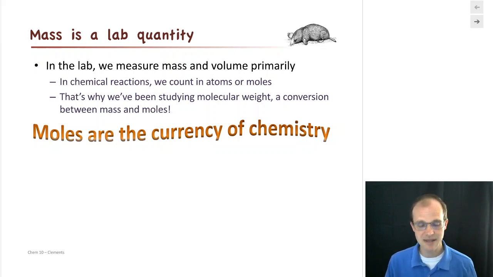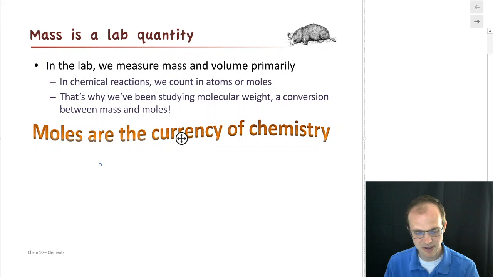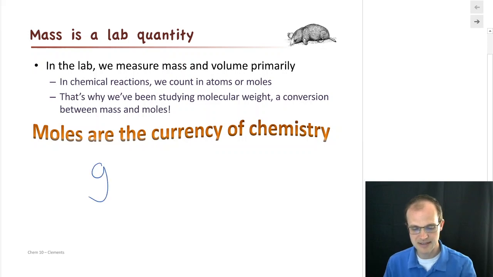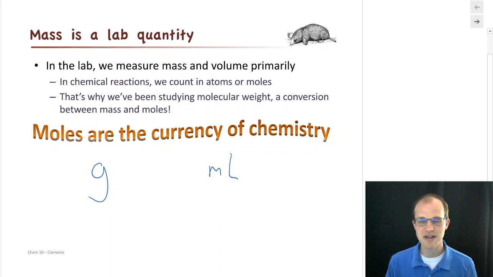Well, we mainly measure 2 different things in the lab, right? We measure mass and we measure volume. So how are we going to take those things that we measure in the lab and make them into something that we can use in these balanced reactions which require moles? Well, the first question I think of is, can we just use grams in these balanced reactions? And the answer is no.